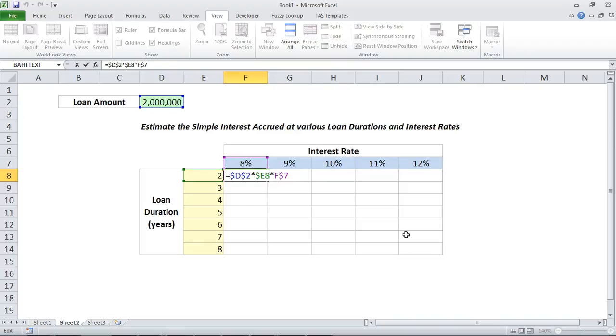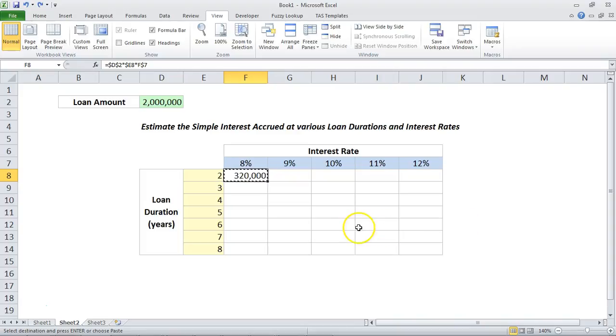I have put dollar signs before both D and 2 because for all cells in this table, the loan amount should come from cell D2. Therefore, I want both D and 2 to remain fixed. Here, I have put a dollar sign before E but no dollar sign before 8 because for all cells in this table, the loan duration should come from column E. Therefore, I want E to remain fixed. And finally, here there is a dollar sign before 7 and no dollar sign before F because for all the cells in this table, the interest rate should come from row 7. Therefore, I want 7 to remain fixed.